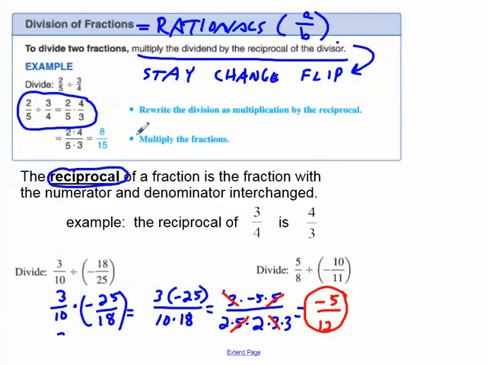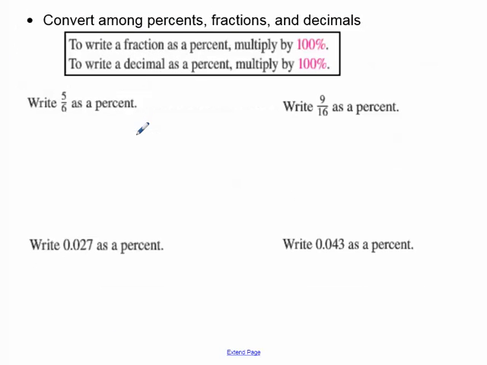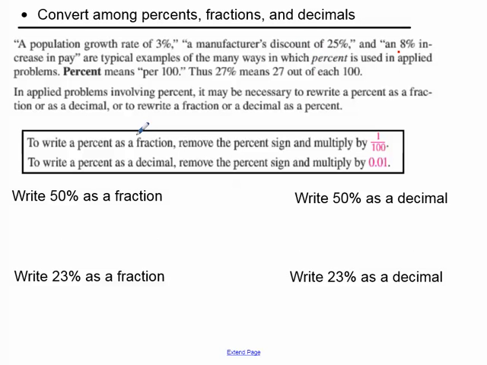So we're going to fast forward through some of the stuff that we've seen already, and we're going to go, oops, past it. Here it is, converting among percents, fractions, and decimals. We're going to talk about real world situations outside of math, beginning algebra, a growth rate of 3%, a manufacturer's discount of 25%. Kohl's always has those big discounts. 8% increase in pay. Oh boy, I wish. Don't get me started, but that's okay. That's another story.